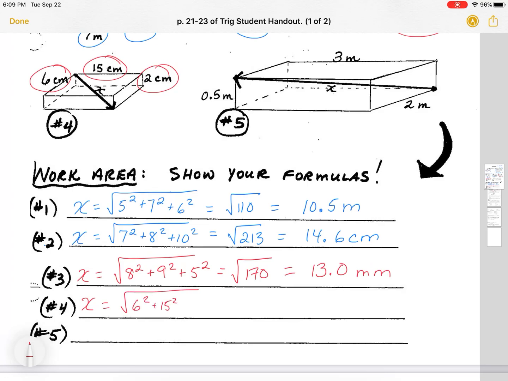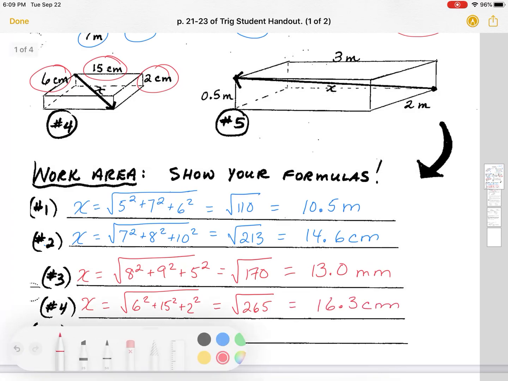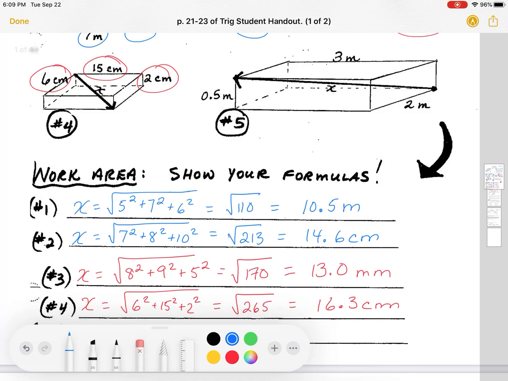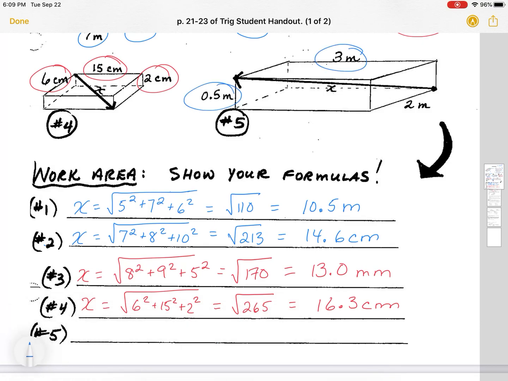Okay? So let's move it up a bit. And we'll do number 4. So number 4, we have 6, 15, and 2. And again, doesn't matter the order. We can go 6 squared plus 15 squared plus 2 squared, and we'll get square root of 265, which is equal to 16.3 centimeters.